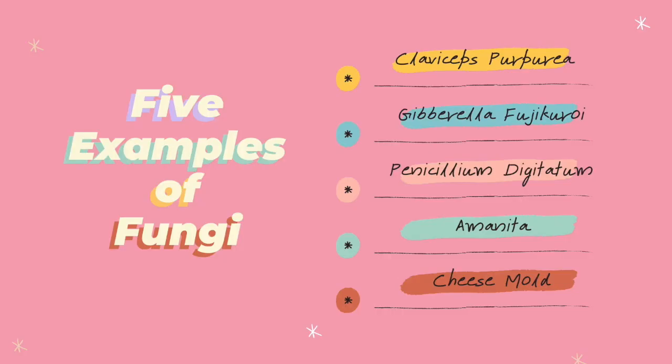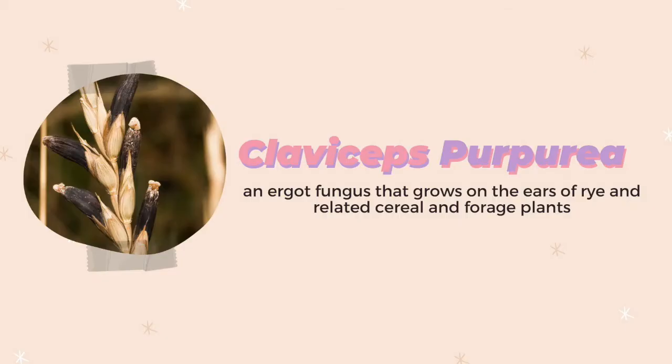We will now proceed to the 5 examples of fungi. Claviceps purpurea is an ergot fungus that produces sclerotia in the ovaries of the flowers of grasses. An example is ergot of rye. It grows on the ears of rye that are similar to forage plants. It is widely known for its uses in veterinary and human medicine, containing a mixture of alkaloids which cause quick and powerful contractions of the uterus.